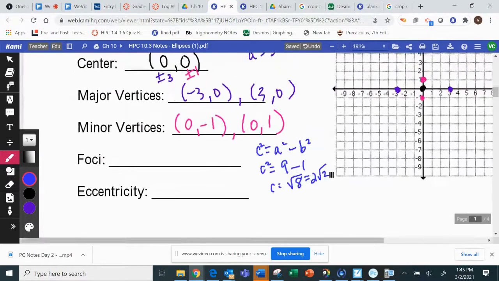But for the foci, they are that many units away from the center. And it has to go in the same direction that the major vertices went. So since the major vertices were the x's, I'm going to add 2 radical 2 or subtract 2 radical 2 to the x's. But I'm doing it to the center. So I'll have negative 2 radical 2, 0, and positive 2 radical 2, 0.